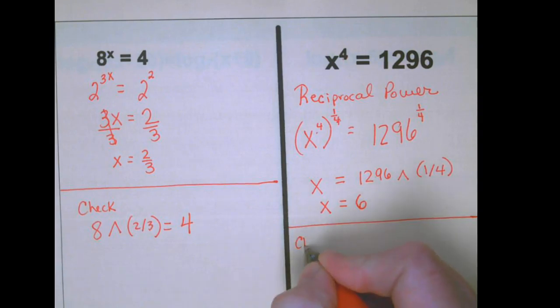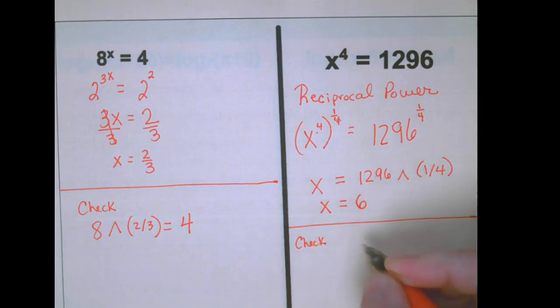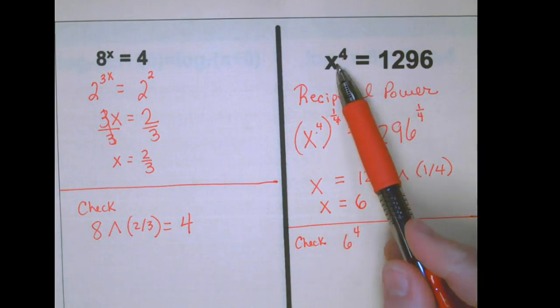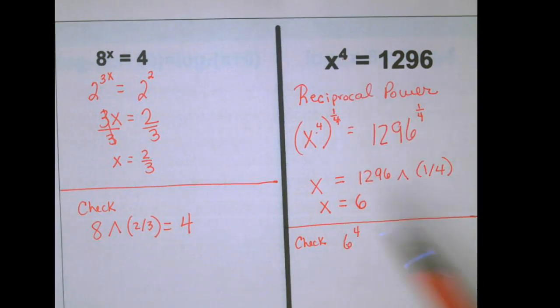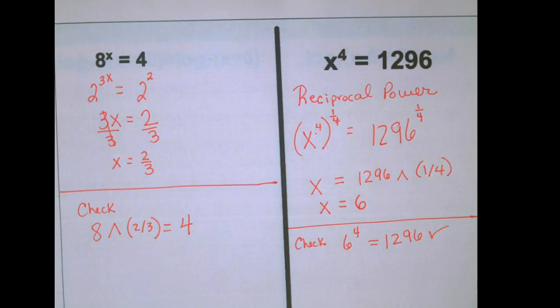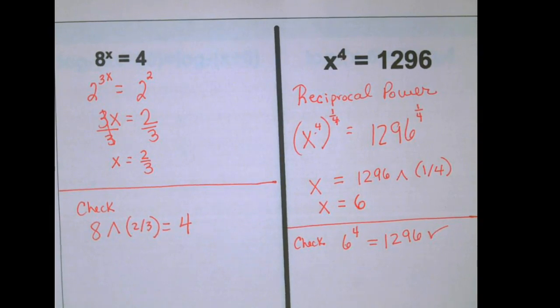And you can check it by putting it in the calculator. 6 raised to the 4th power, in place of the x, put the 6. Does that equal 1296? What is the title of page 3?